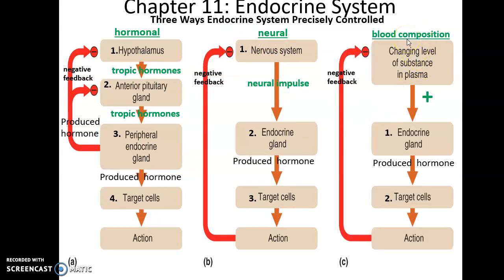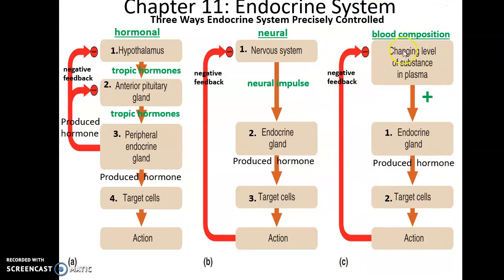And then the third way is through monitoring the blood. So the composition of the blood itself, sometimes called humoral control. So some substance, the level of that substance in the blood plasma changes. This change acts as a positive mechanism that signals the endocrine gland to produce its hormone. Hormone goes to target cells, causing an effect on the levels of that substance.